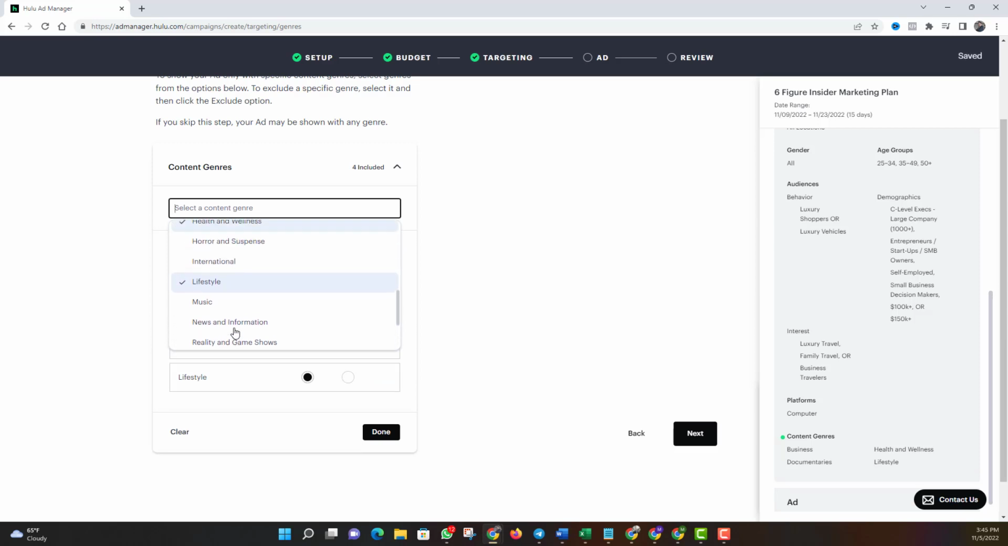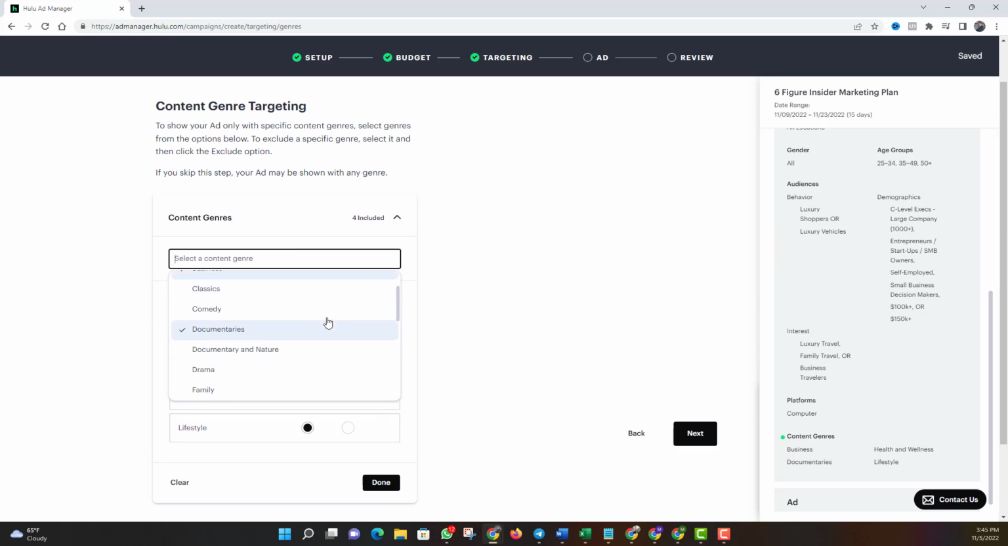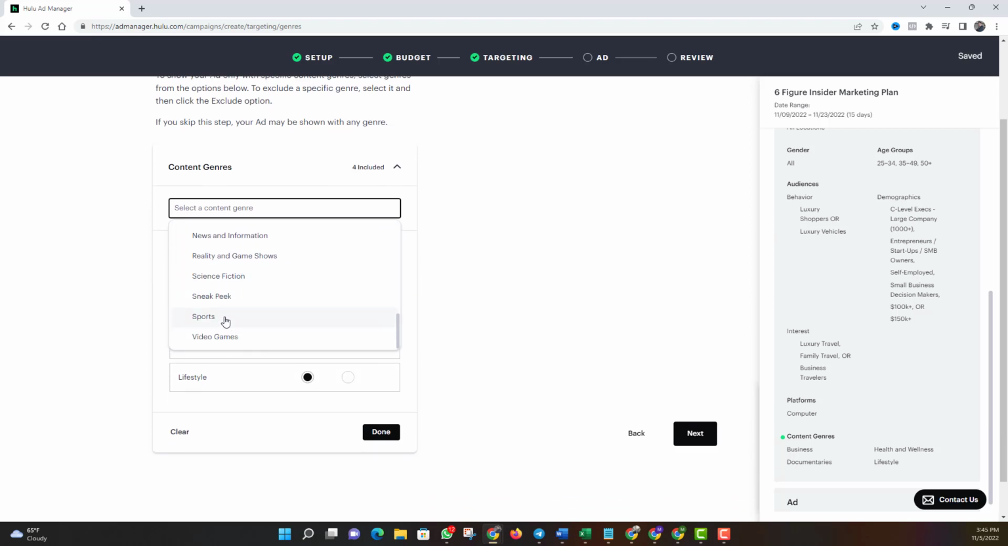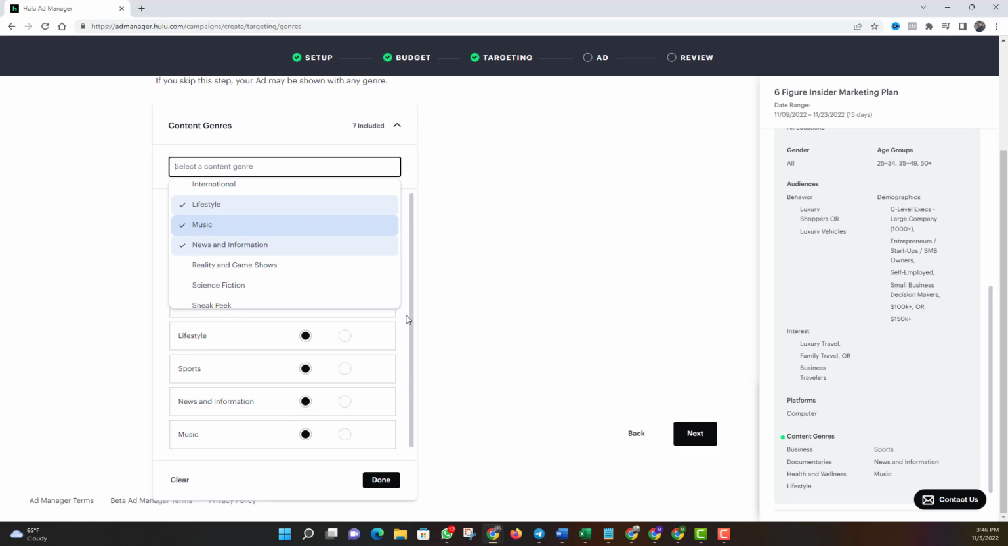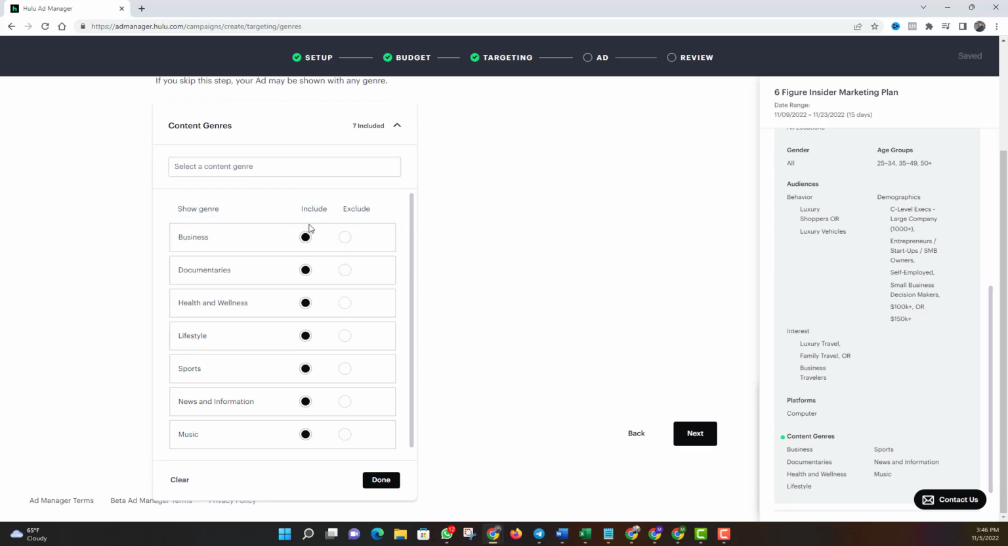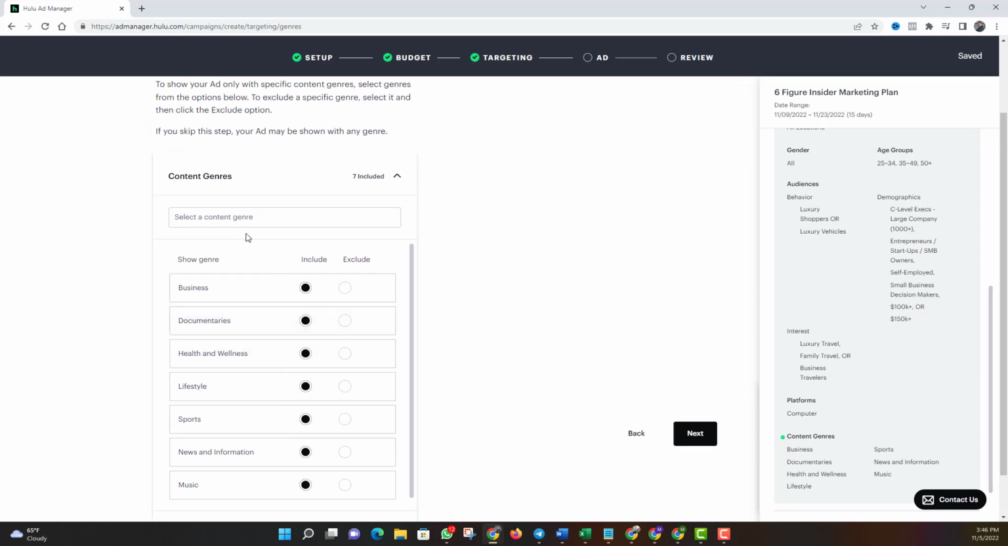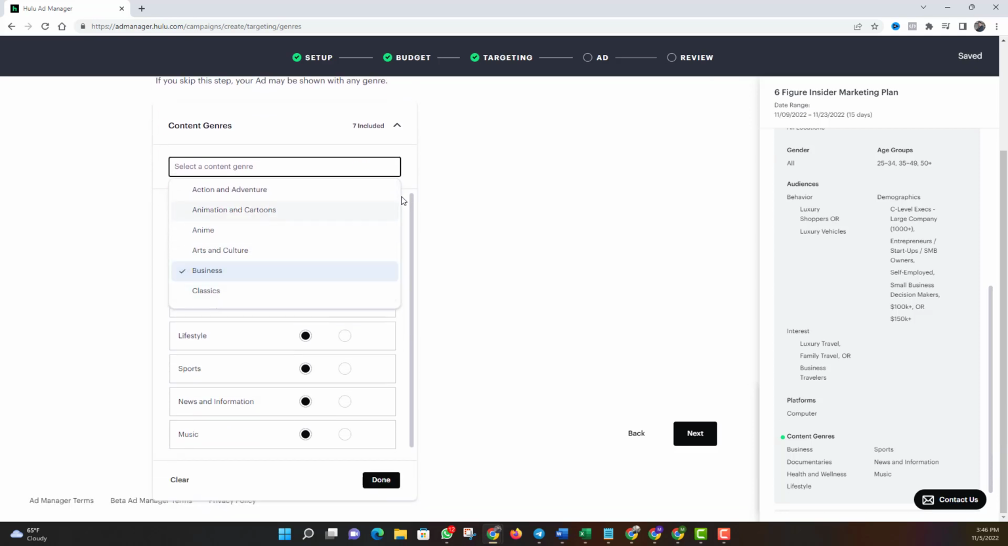I would also say people that are into, let's see, classics, anime. Let's see some other options here. People that are into sports tend to be into this. News and information, they're definitely open to it. And music people, they tend to have a pretty good application. So you can select for what we have. So you can actually select a lot of great content genres. There's a lot of options there, as you can see.